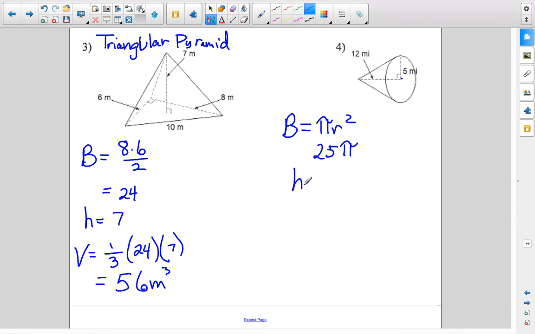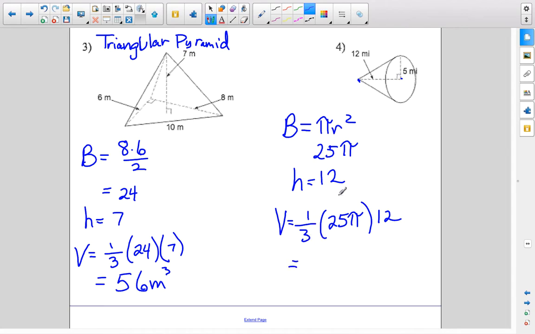How tall is my cone? Again, it's a perpendicular line from the center of the base to the apex, just like on the pyramid. The height is 12. So now to get the volume, again, this is 1/3 of the cylinder, so I want to make sure I put in 1/3 capital B, which I said was 25 pi, times my height, which is 12.